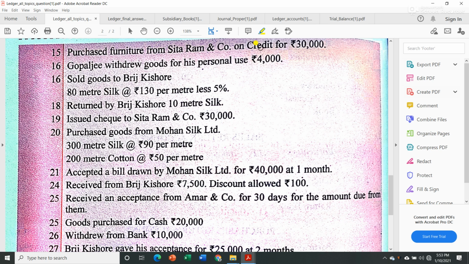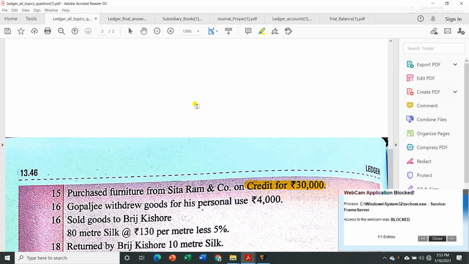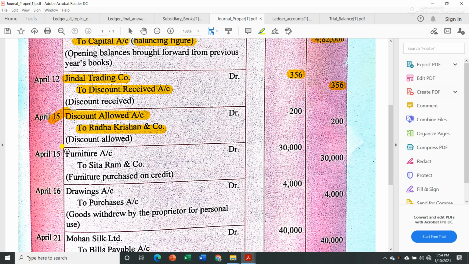Now let us see the next transaction. Purchase furniture from Sitaram and Company on credit for 30,000. Now from the previous transactions we know that this business for which we are making records, they deal in clothes, and here they are purchasing furniture, that means it is for their office use, so we will not write it in special purpose subsidiary books. We cannot note this transaction in purchase book, neither can we write it in cash book because we are purchasing on credit. So what we will do is put it in journal proper. Here we will write furniture account debit to Sitaram and Company 30,000.